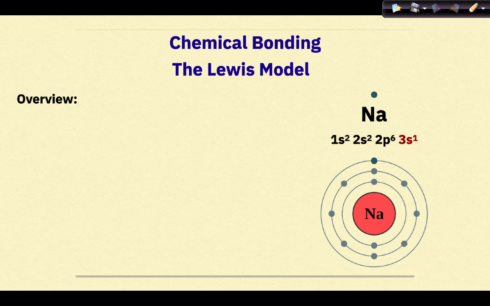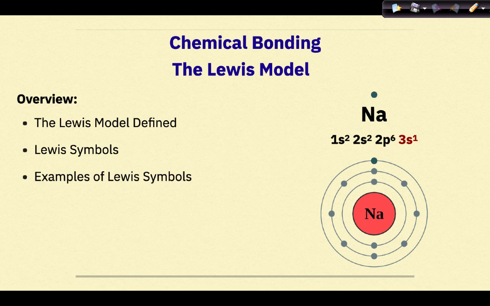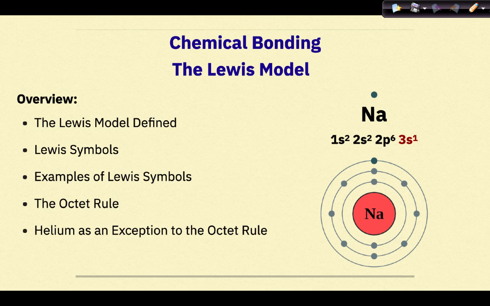Chemical bonding, the Lewis model. In this tutorial, we will be looking at the Lewis model defined, Lewis symbols, examples of Lewis symbols, the octet rule, and helium as an exception to the octet rule.